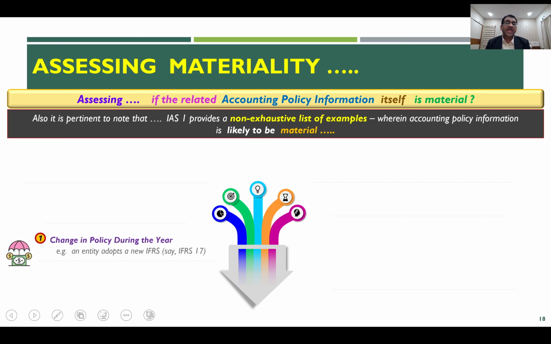For example, if there is a change in the accounting policy during the year, you might be aware that a new accounting standard, IFRS 17, has recently come up, wherein insurance companies now need to apply IFRS 17 and not IFRS 4 from an insurance accounting perspective. So if during the year the accounting policy has changed, let's say by way of adoption of new accounting literature, then the standard reckons that this accounting policy information is likely to be material.